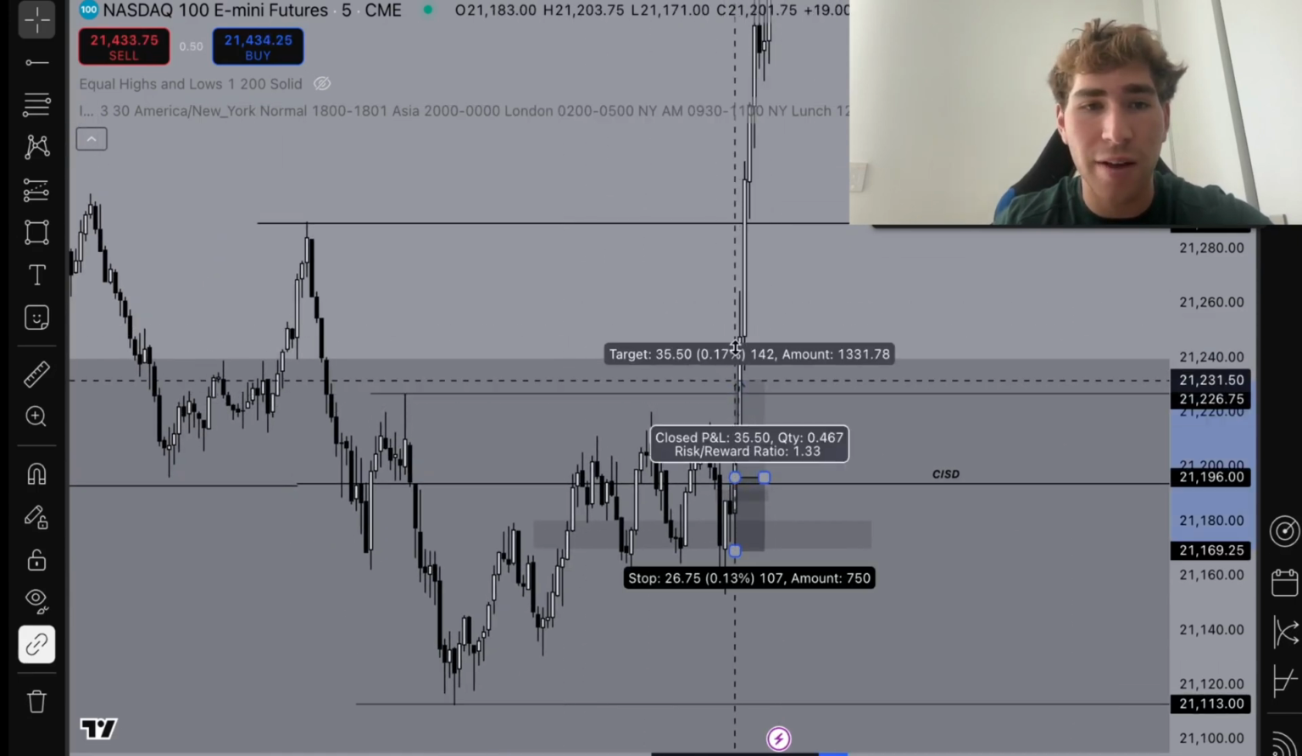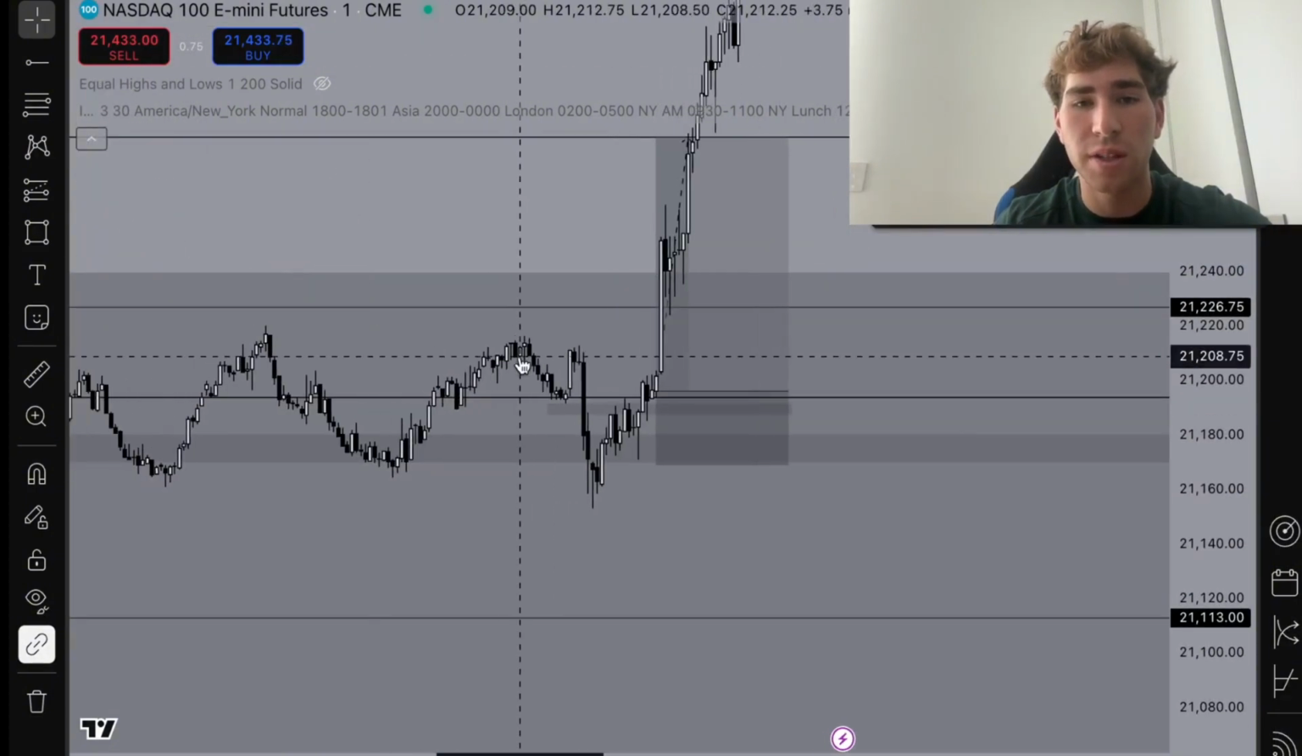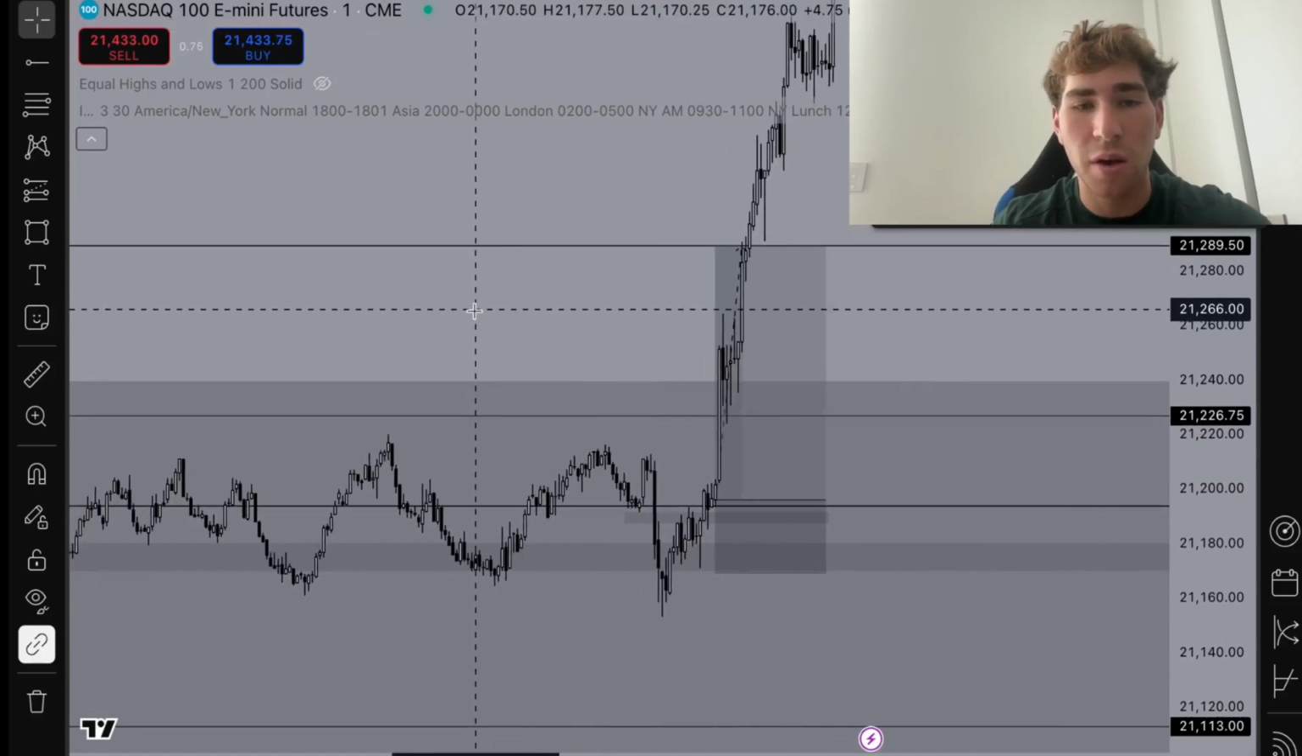Looking back, should have definitely held to London highs. It was such a clear draw on liquidity, but there was SMT with the US consistently throughout this trade, so I just wanted to play really safe. But overall, this was a better trade.